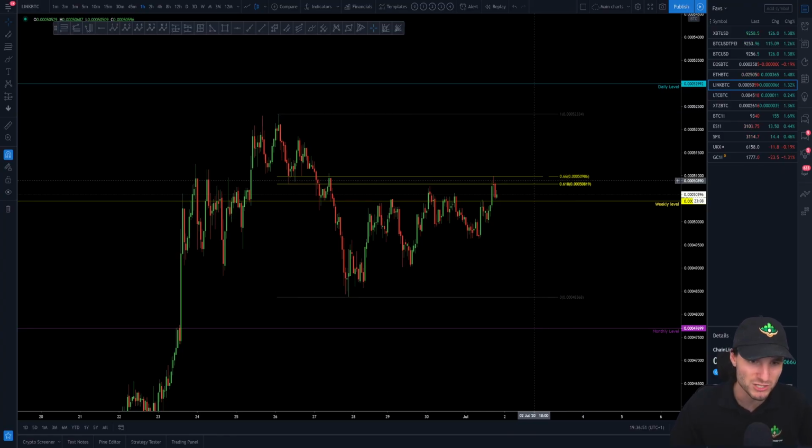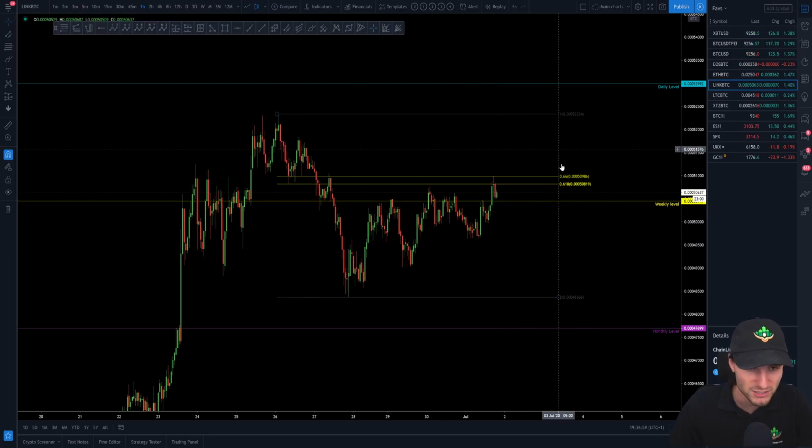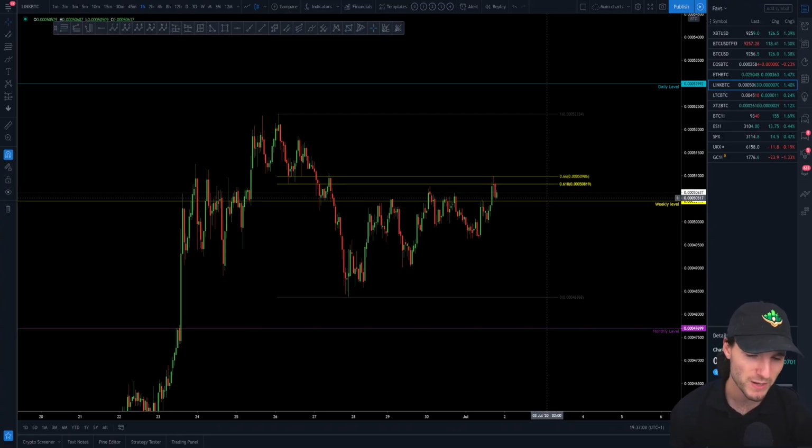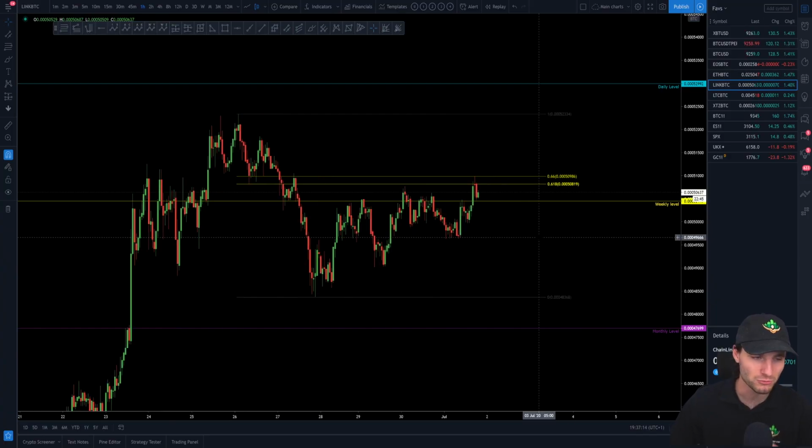Really, really simple stuff. Then you're going from level to level. You break down from this weekly once more, bottom of the channel, 618. I mean, just trade it level to level. That's as simple as it comes. I think Link for me is one of the most technical altcoins out there. It does respect technical analysis really, really well. That's why it's one of the only ones on my altcoin list.